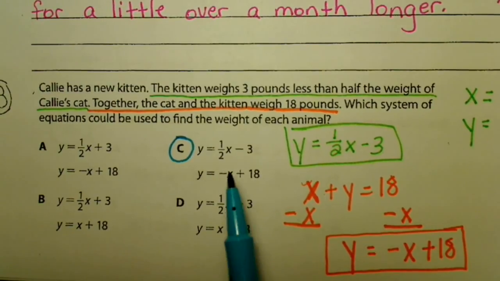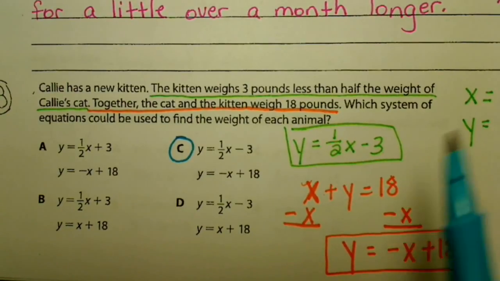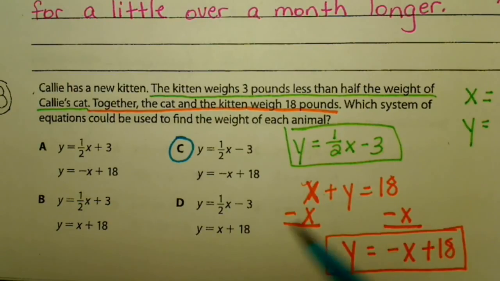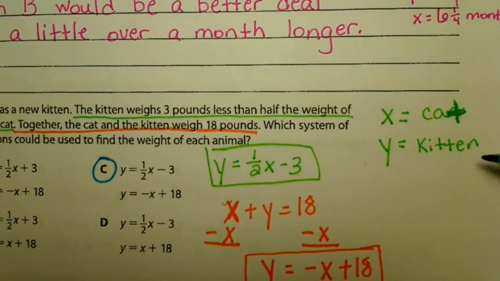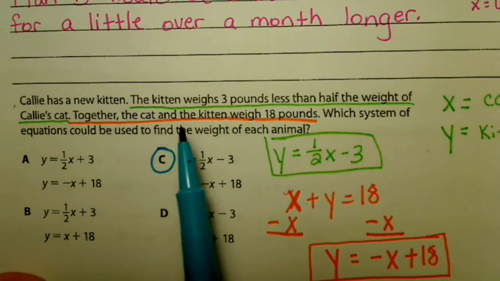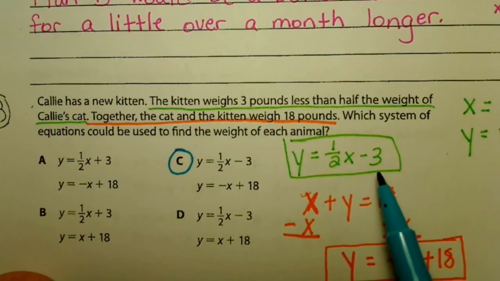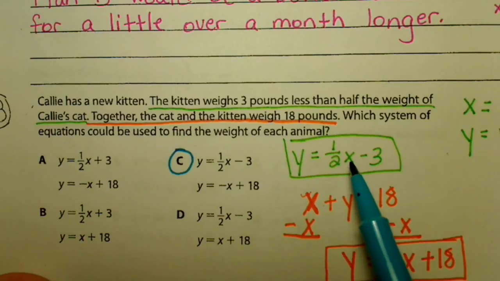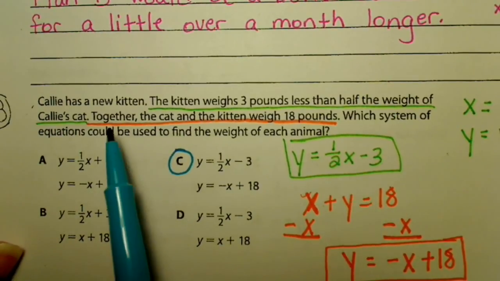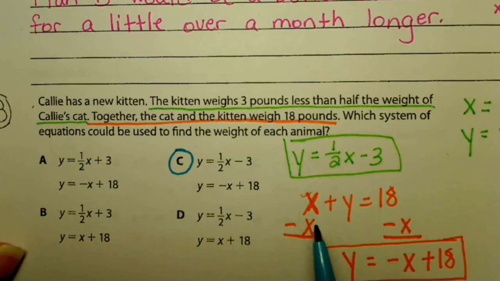Okay, well, I see my variables here are X and Y. So I put X and Y. And then it's talking about the weight of the cat and the weight of the kitten. So I made X the cat and Y the kitten. Well, then I read this first equation that I underlined in green. The kitten weighs, so Y is the kitten, 3 pounds less than half the weight of the cat. So that gave me that equation. Then together, the cat and the kitten weigh 18 pounds. So I added those equal 18.